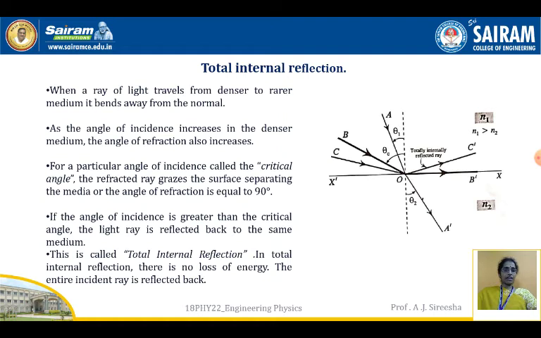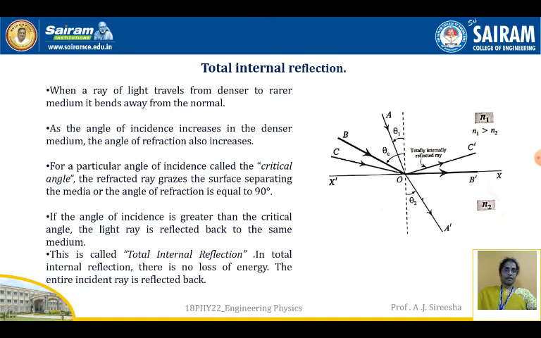We have seen earlier that the critical angle is the angle of incidence for which the angle of refraction is 90 degrees. So this theta C becomes the critical angle because the angle of refraction, that means OB dash, at that place is 90 degrees. Now, if the angle of incidence is greater than the critical angle, the light ray is reflected back in the same medium. Now, we take another ray C, which has an angle of incidence greater than theta C.